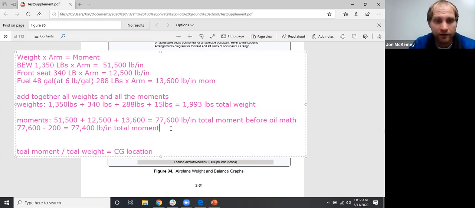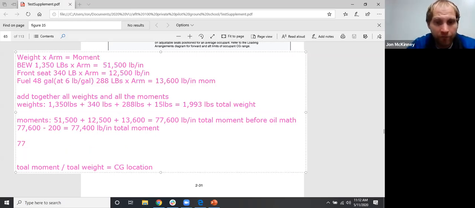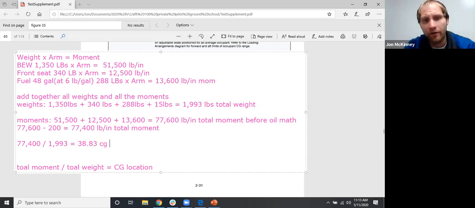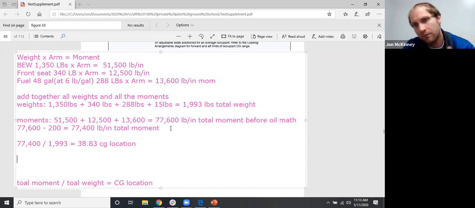Just so you guys can see how that's done, I'll go ahead and do that for you. 77,400 divided by 1,993. I'll just type it into the calculator, 77400 divided by 1993, and it gives me a number of 38.83. We think that's where the center of gravity is located. Could be right, could be wrong. I don't know. That's what I'm thinking about right now.